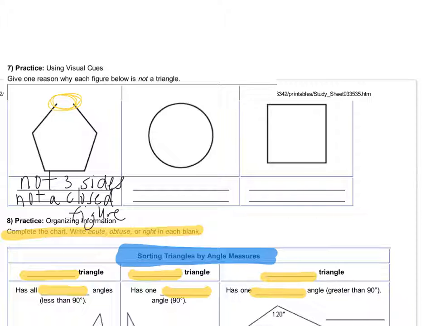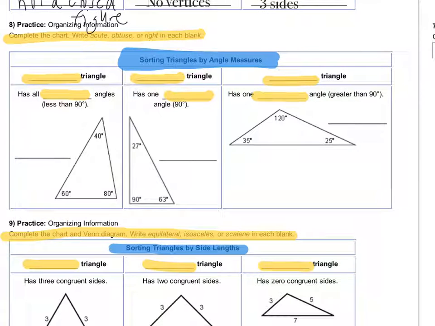The circle is not a triangle because it has no sides and no vertices. Okay, and a square is not a triangle because it doesn't have three sides. Okay, so we got all of that written down. Let's move on. This part is very important because it comes up on your quiz a lot.